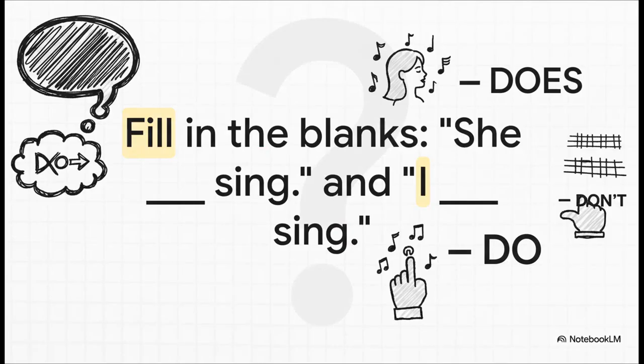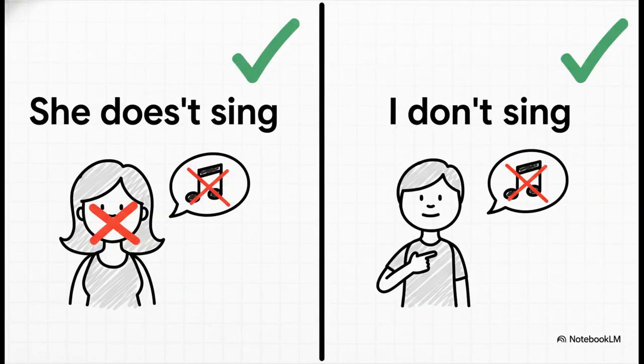Okay, your turn again. Let's put that do rule to the test. We're in the present tense here. What goes in the blank for the sentence with "she," and what about the one with "I"? You know this. And the answers are "she doesn't sing" because we use "doesn't" for "she." And "I don't sing" because we use "don't" for "I." Awesome. You're totally getting the hang of this.